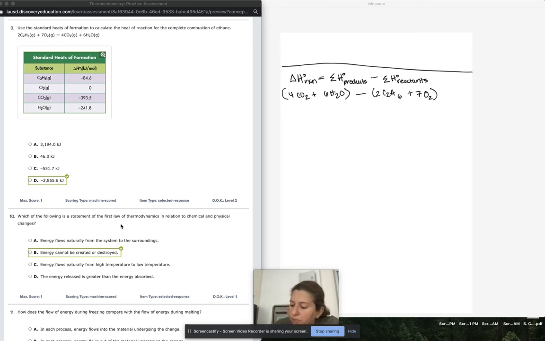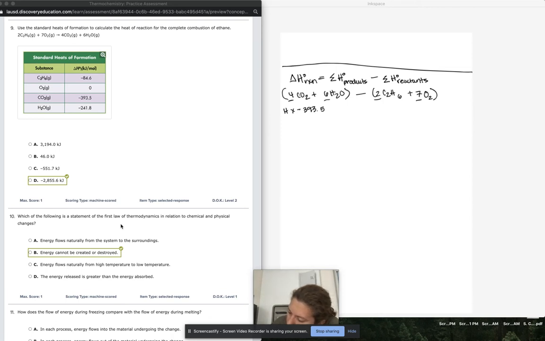So I'm going to plug in those values and take into consideration those coefficients or those moles, and use that in order to calculate the standard enthalpy of formation for the reaction. So I looked at my table to find the value for carbon dioxide, which is negative 393.5. So I'm going to multiply that by 4. So 4 times negative 393.5.